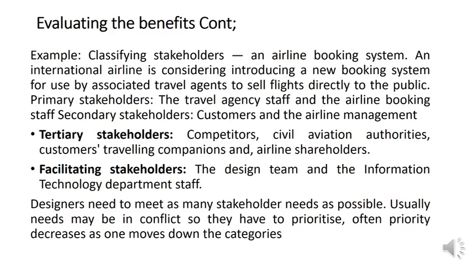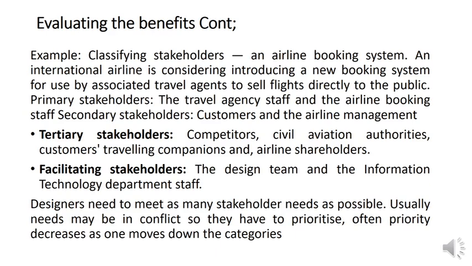The designer needs to meet as many stakeholders' needs as possible. Usually, needs may be in conflict, so they have to prioritize. Often priority decreases as one moves down the categories. So, if you look at the categories of all the stakeholders for the new system being deployed, the new system is tagged here as the new airline booking system. You understand what I'm saying?